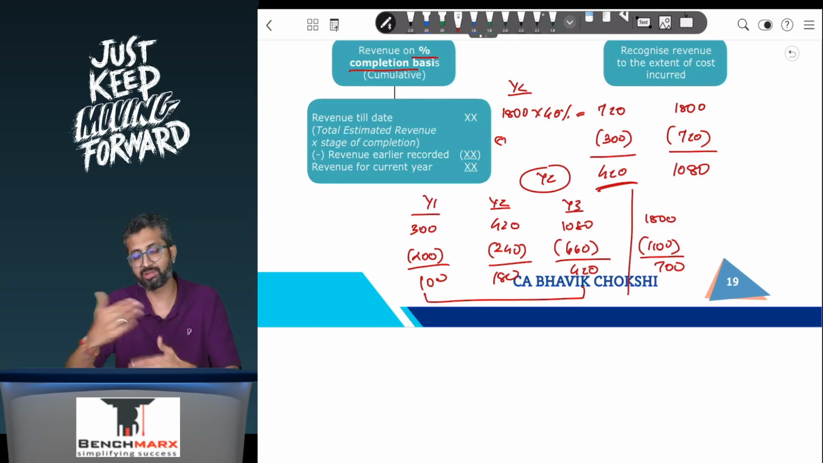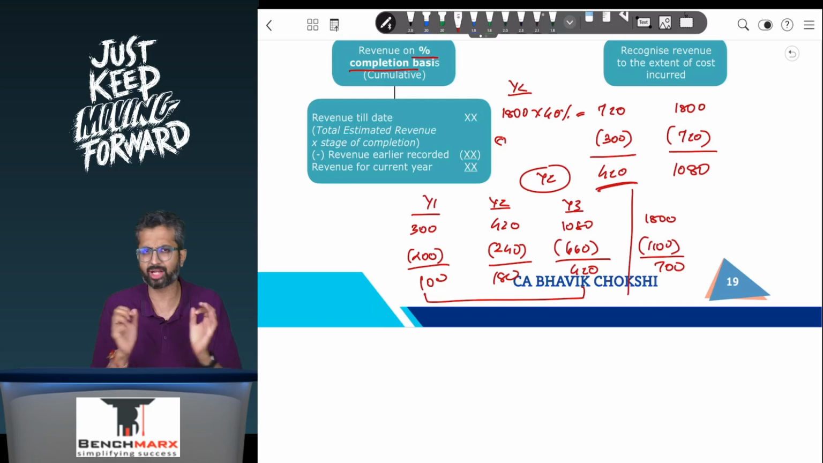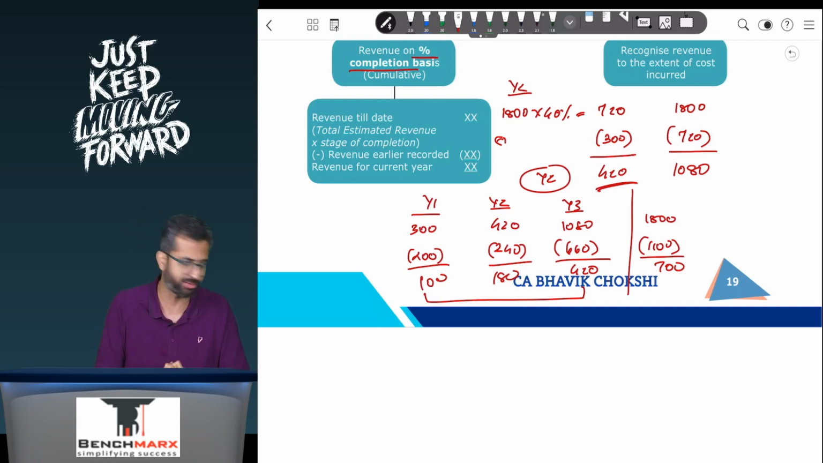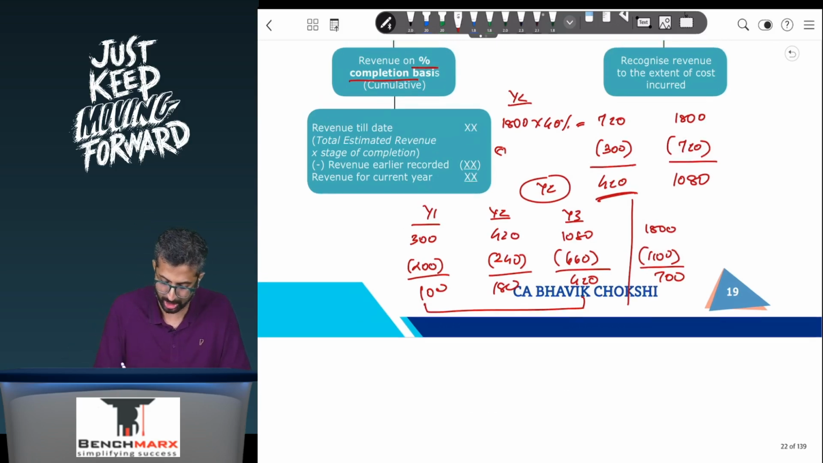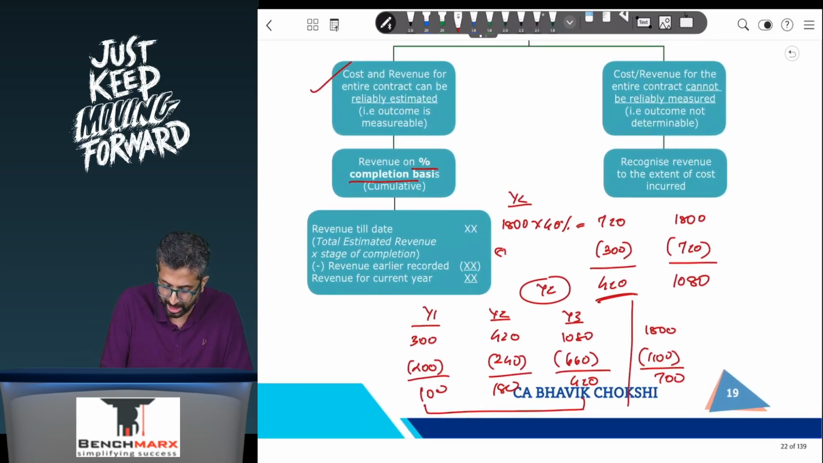You can recognize the revenue over the period of the contract, and that is a requirement of AS7, which is to be applicable only in case of construction contracts. So over here, in case of construction contracts, in cases where cost and revenue can be reliably estimated, that is the outcome can be measured, revenue is to be recognized on a percentage completion basis, that is revenue till date less revenue earlier recorded, and this is how you will recognize revenue.